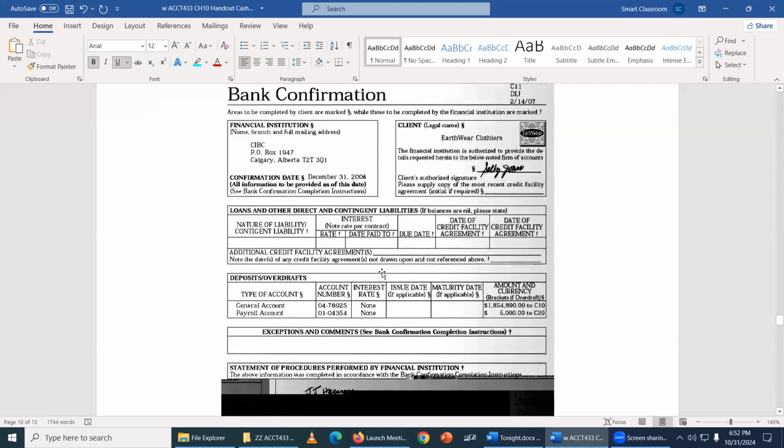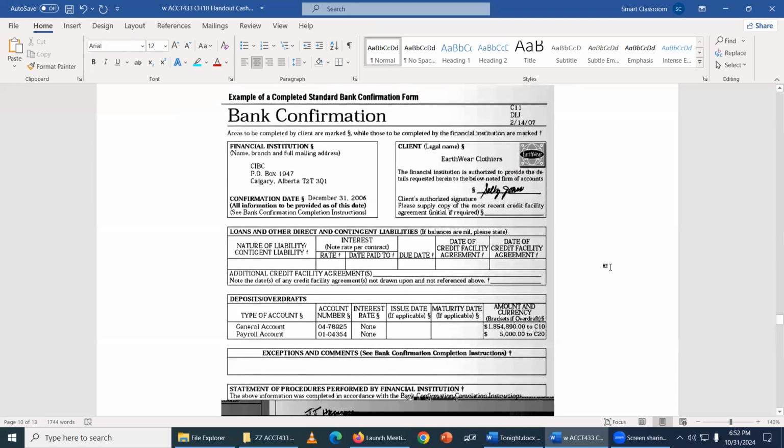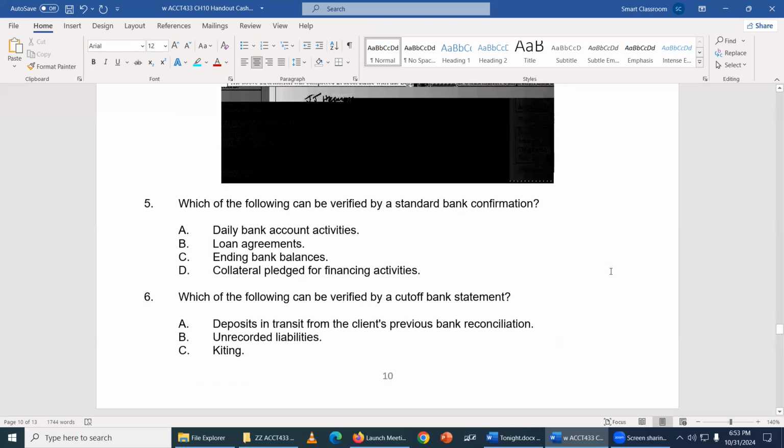Okay, if you look at this one, this is maybe a bad example for loans. They don't show any loans on this, but they do have two accounts. They have the general account that has 1,854,000, and they have a payroll account that has 5,000 in it. That's probably a zero account.